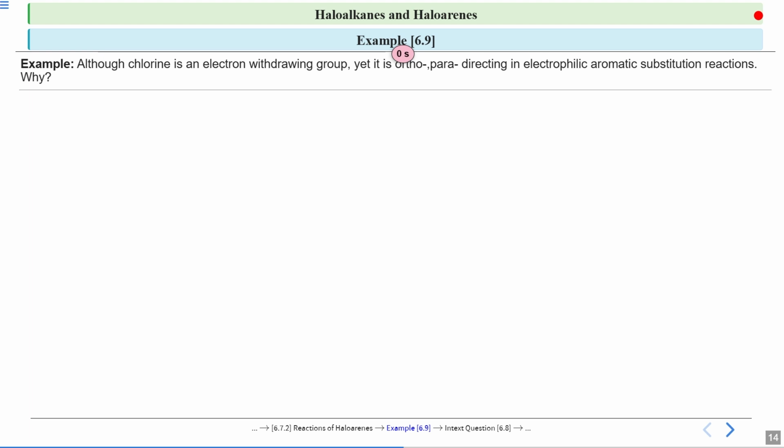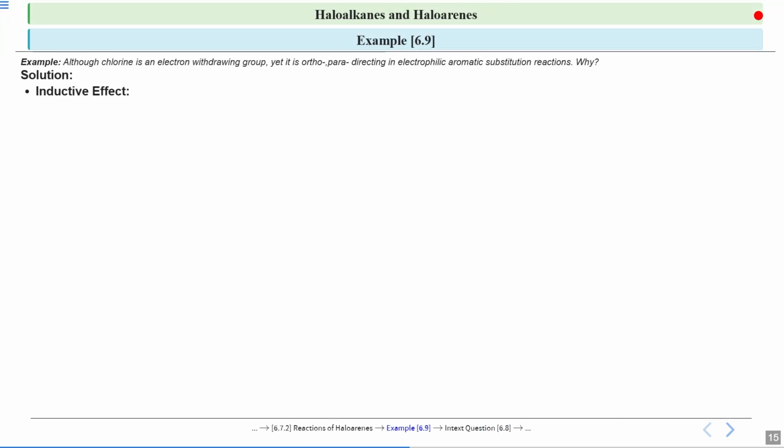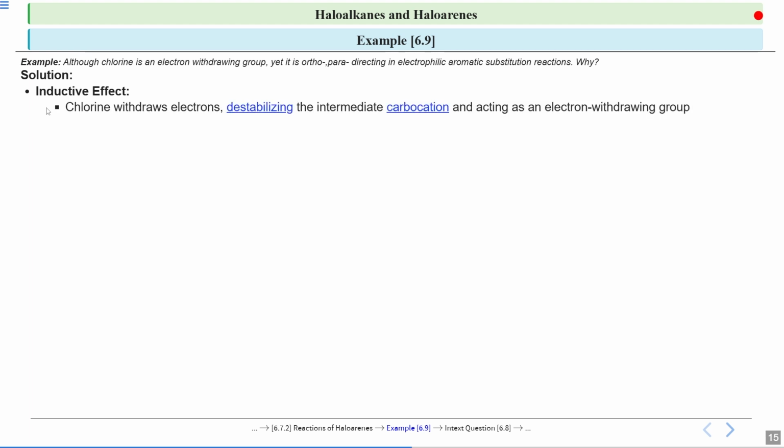Okay, let's see. For this example, first of all, we have to understand that chlorine is a halogen, and we know it is an electron withdrawing group. Why is it an electron withdrawing group? Due to the inductive effect. Chlorine withdraws the electrons, that means chlorine shows the inductive effect, destabilizing the intermediate carbocation and acting as an electron withdrawing group. So this is how chlorine acts as an electron withdrawing group, by withdrawing the electrons and destabilizing the carbocation intermediate.